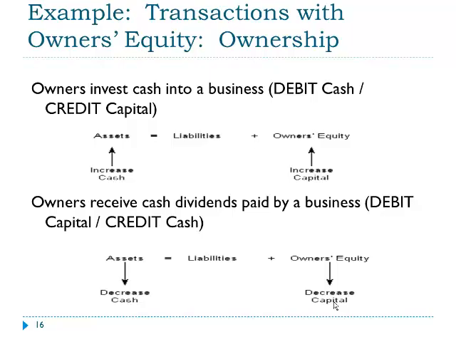When owners receive cash dividends paid by the business, they are going to receive cash from the business, so the business's cash goes down, and we have dividends declared. That's a decrease in owner's equity.